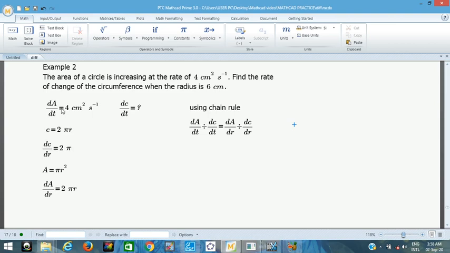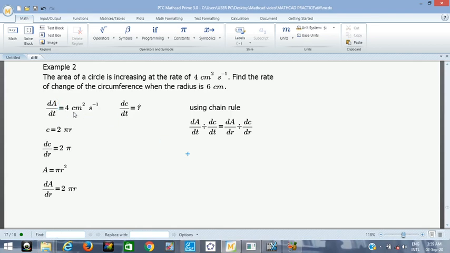You see what I tried to do here? dA/dt, which is given, divided by dC/dt, which we are calculating in the question, which is to find the rate of change of the circumference, which is this, and I made it equal to the change in area with respect to radius, which is dA/dr, divided by dC/dr. If you do the calculation, you see that both of them are equal. So if both of them are equal, all I need to do now is substitute the values I have.